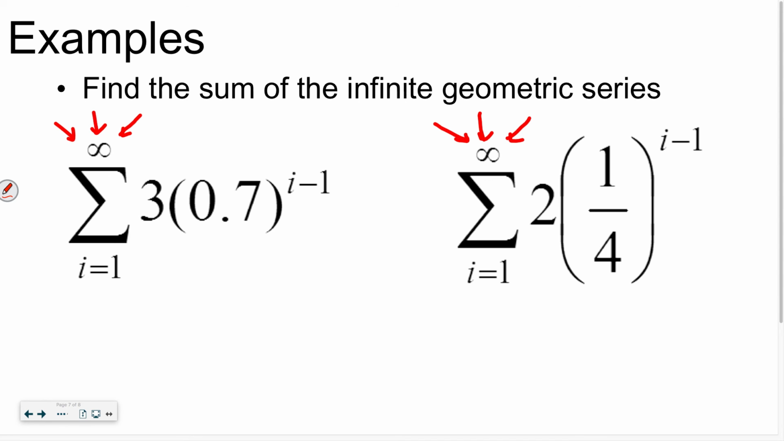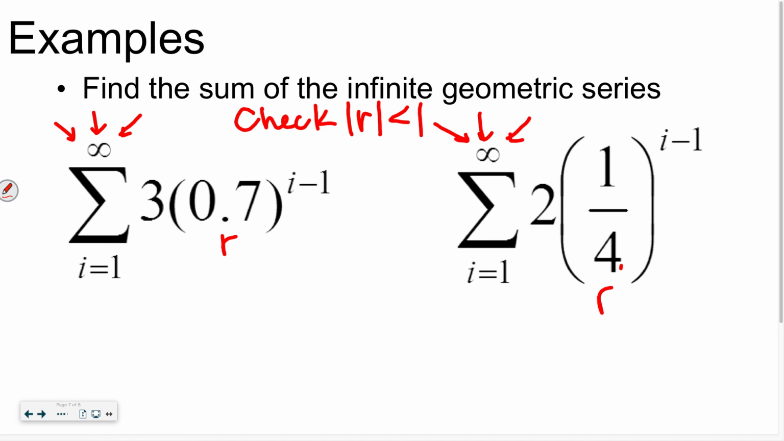So what do you have to check before you plug it into the formula? You have to check your r, okay? So you notice it's infinity. Check that the absolute value of r is less than 1. Is there a sum for this one? Yeah, r is less than 1. Is there a sum for this one? Yeah, r is less than 1. If that's 5/4, do you do any work? Nope, you say no sum.